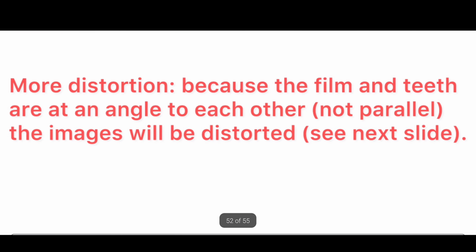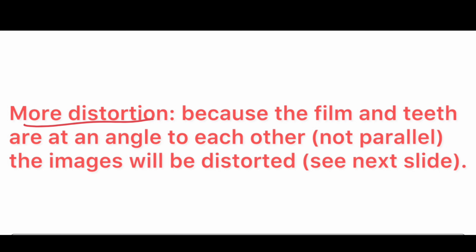Now let us see the disadvantages of this bisecting angle technique. More distortion. The image clarity or sharpness is less because the film and the teeth are at an angle to each other, not parallel to each other, so the image will be distorted.